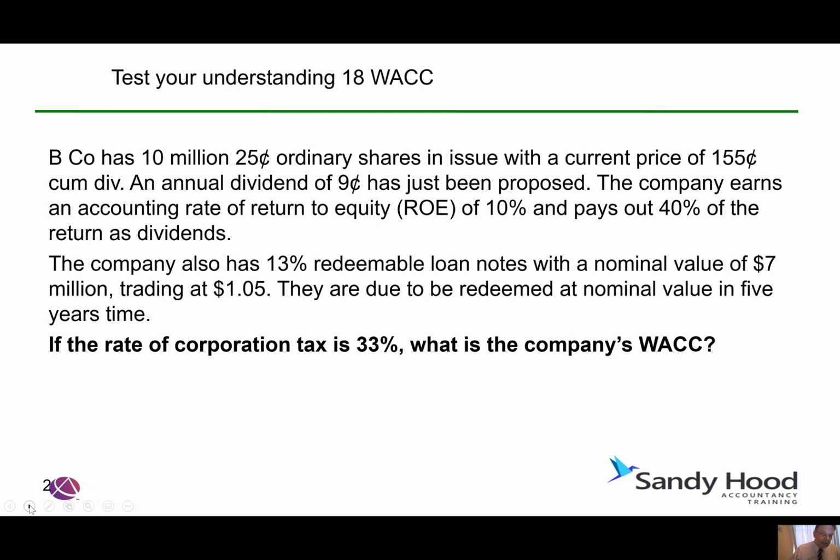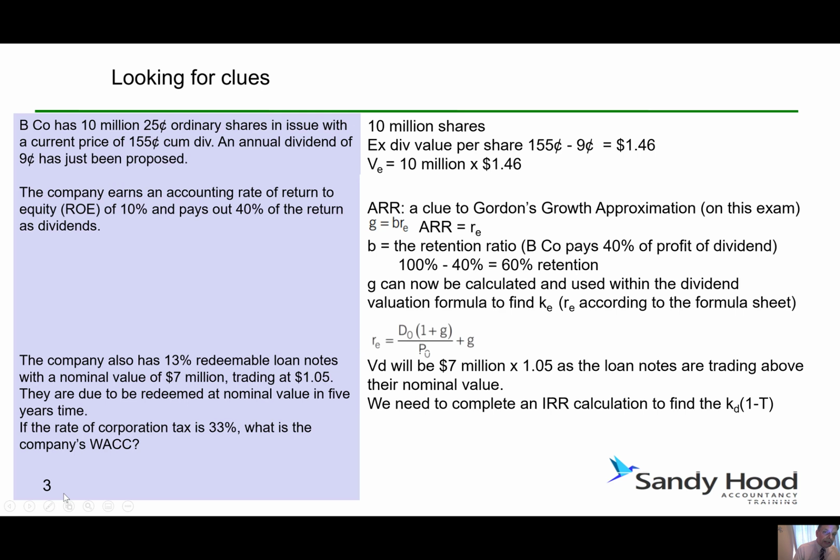Well, from these two paragraphs, we can extract quite a lot of information. Looking at the clues, the 10 million ordinary shares, the nominal value doesn't mean anything to us. We want to know what the market value is. So they are trading at $1.55, but $1.55 includes the dividend of 9 cents. So we want an ex-dividend value, so we deduct 9 cents, and that leaves us with $1.46. And if we want to work out the value of equity, then we've got 10 million shares with an ex-dividend price of $1.46.